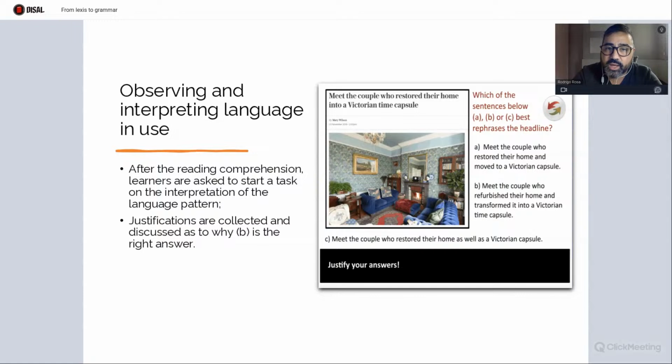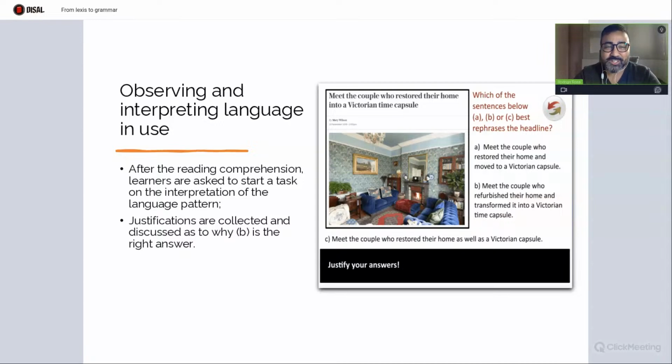Which of the sentences below, A, B, or C, best rephrases the headline? Letter A, meet the couple who restored their home and moved to a Victorian capsule. Letter B, meet the couple who refurbished their home and transformed it into a Victorian time capsule. Or C, meet the couple who restored their home as well as a Victorian capsule. So you can tell me what is the right answer to this? It's actually written right here.